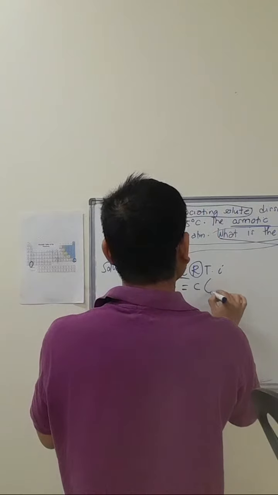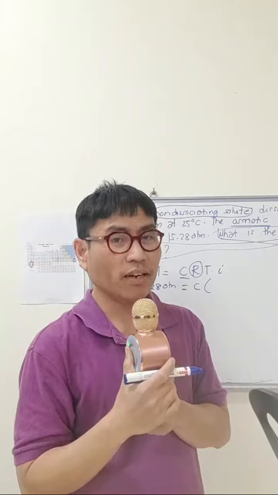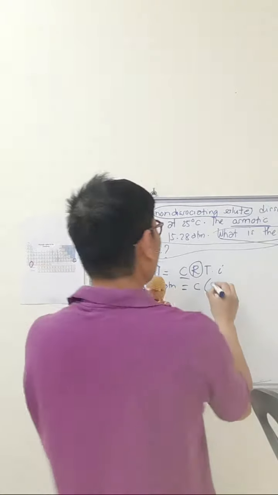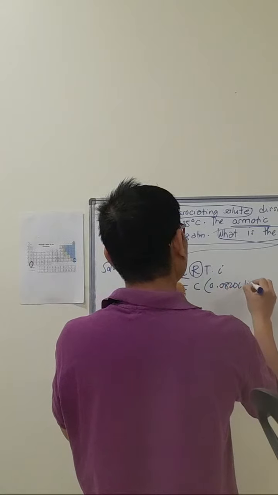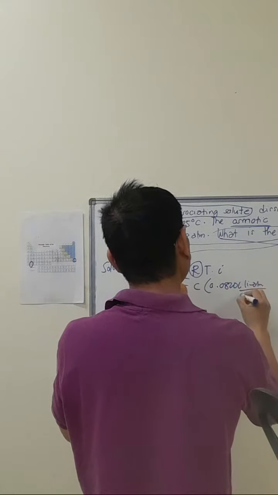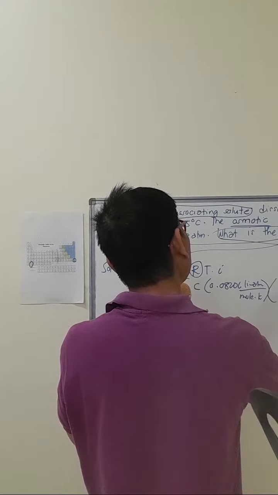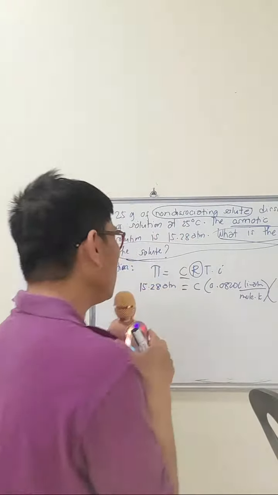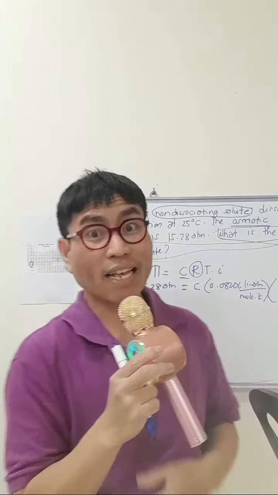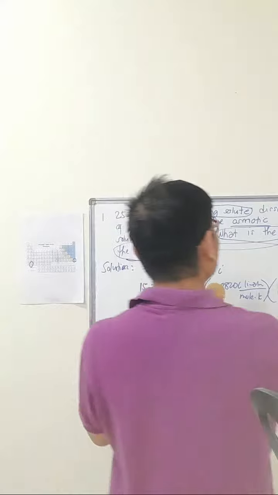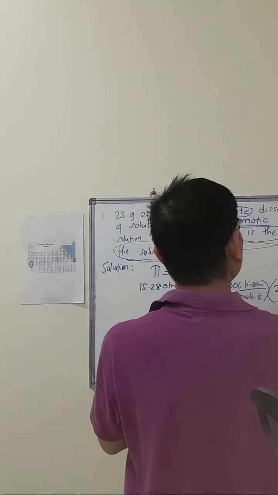So we're going to take a universal gas constant that involves atmosphere. So what is that? 0.08206 liter atmosphere per mole Kelvin. Then temperature is in terms of Kelvin. Do you have temperature in terms of Kelvin here? No, it's not. It is 25 degrees Celsius. Convert to Kelvin, plus 273. This is going to be 298 Kelvin. Then the van't Hoff i.